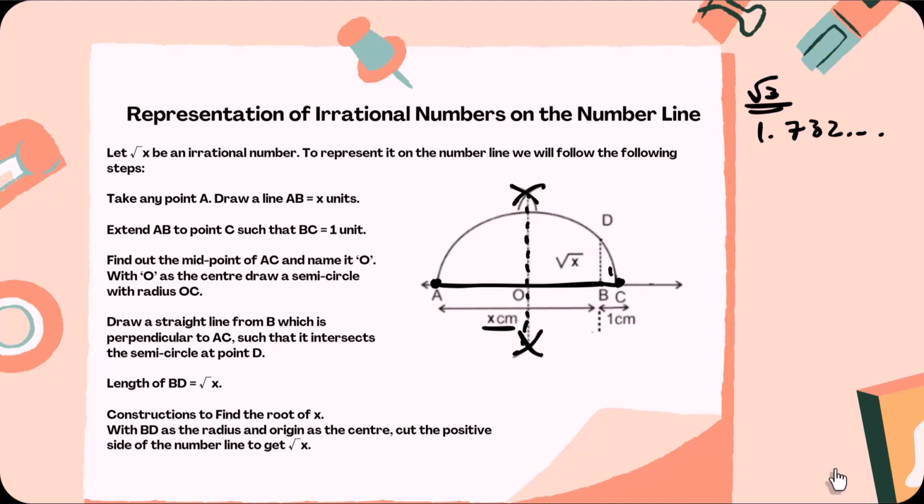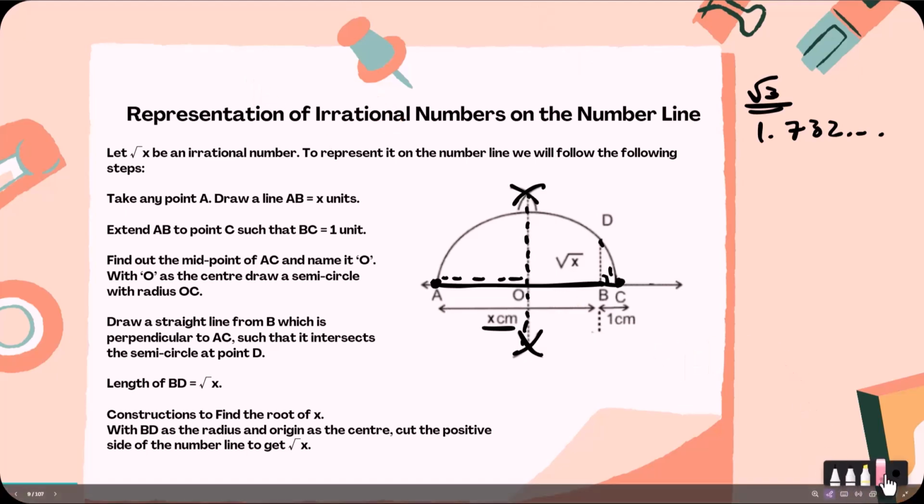Now we need to draw a semicircle. What is the measurement? AO as the measurement, right? OA as the measurement, draw a semicircle. So once we draw a semicircle, it'll be like this, right? We draw the semicircle, okay? Then after drawing the semicircle, draw a perpendicular from B to that semicircle. This measurement, or this BD is root x, okay? So your BD will end up being root x.